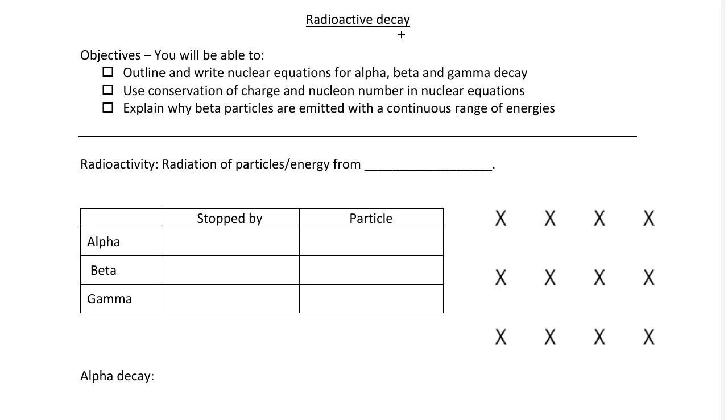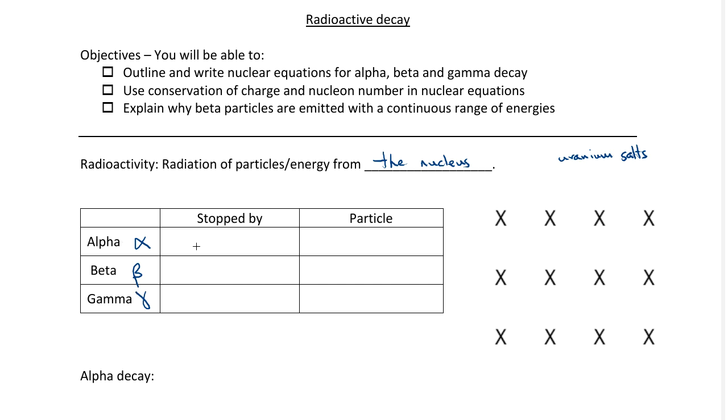This lesson's about radioactive decay. Here are your objectives. Radioactive decay, or radioactivity, refers to the radiation of particles and energy from the nucleus, and it was first discovered in the late 1800s when uranium salts were found to fog photographic paper in the same way that light does, and it was subsequently categorized in a number of different ways and grouped into three classes: alpha, which gets this Greek symbol, beta, and gamma.